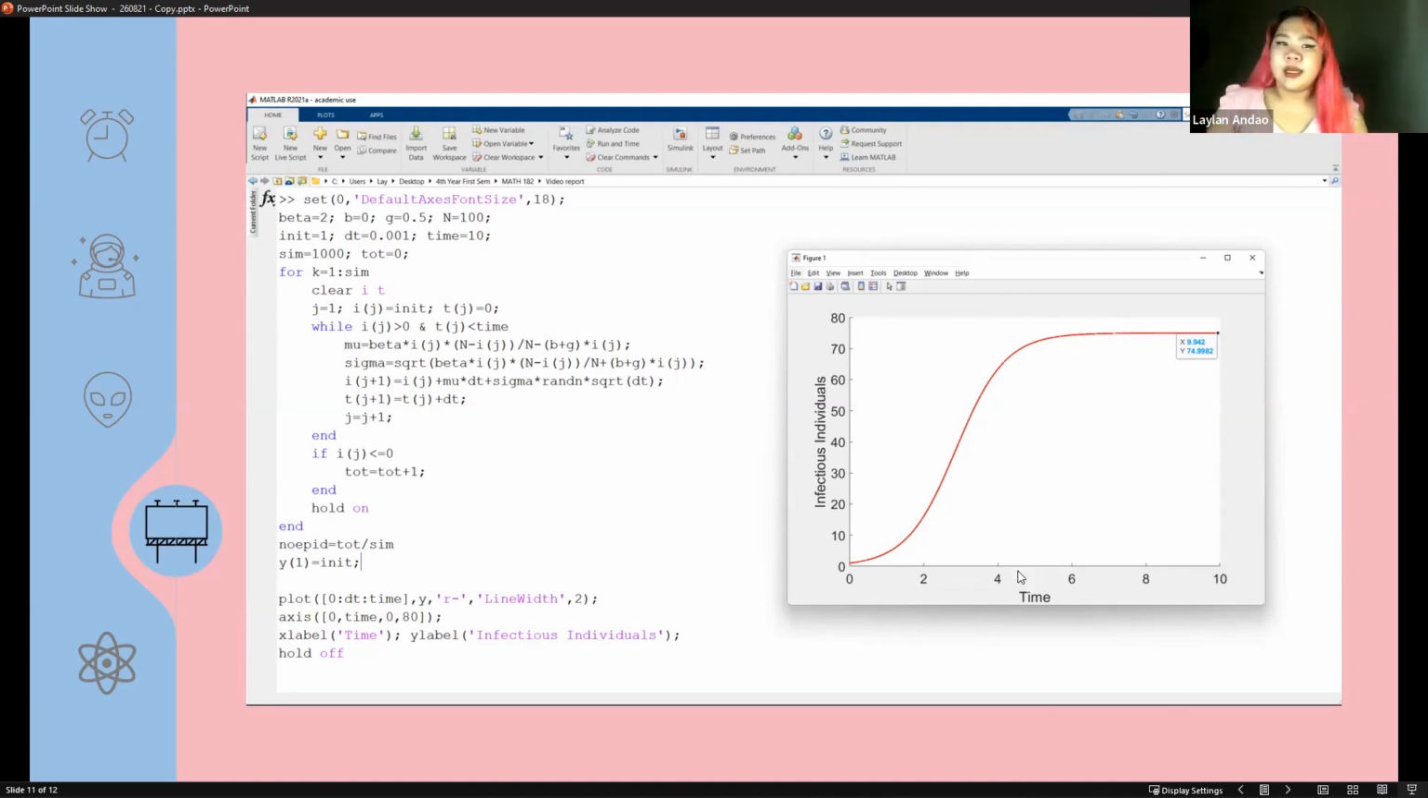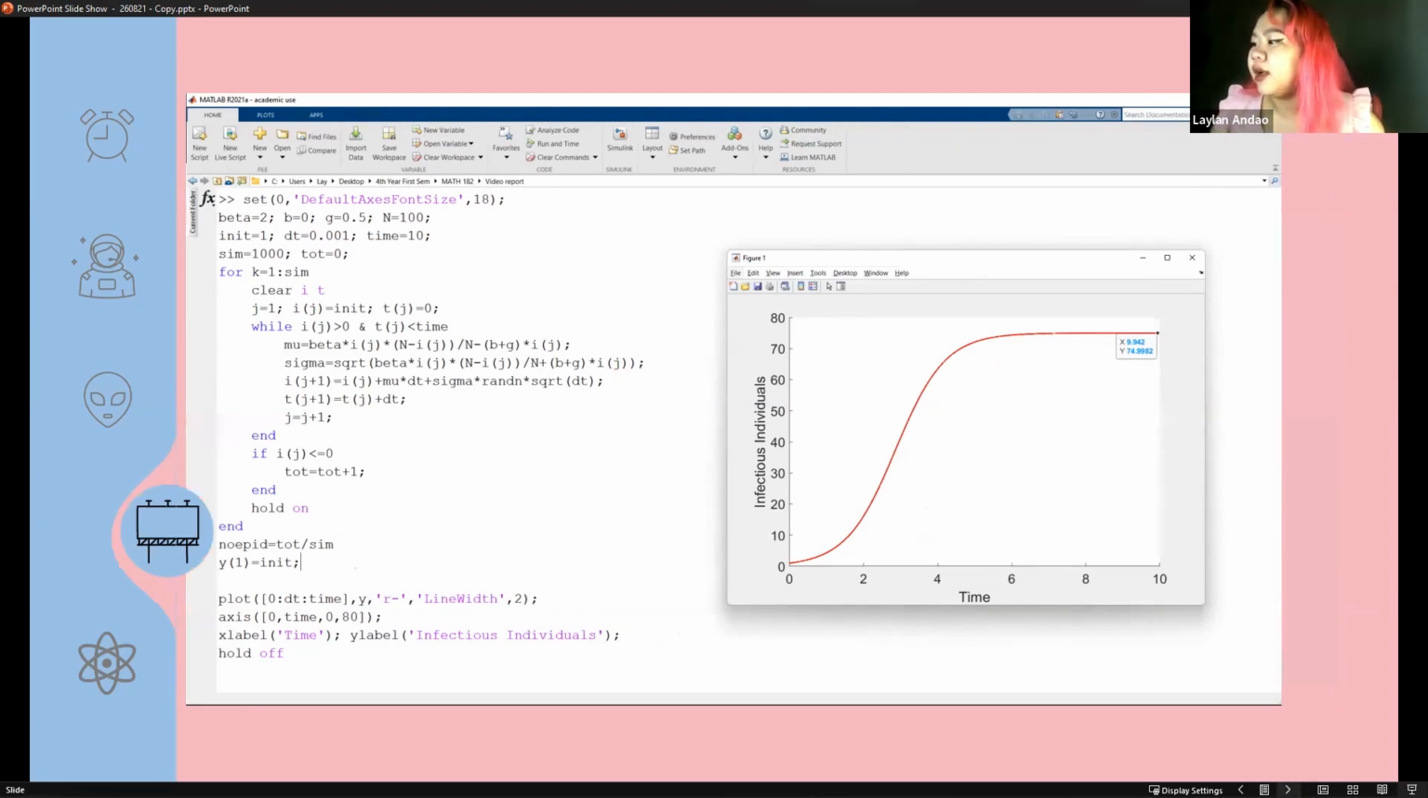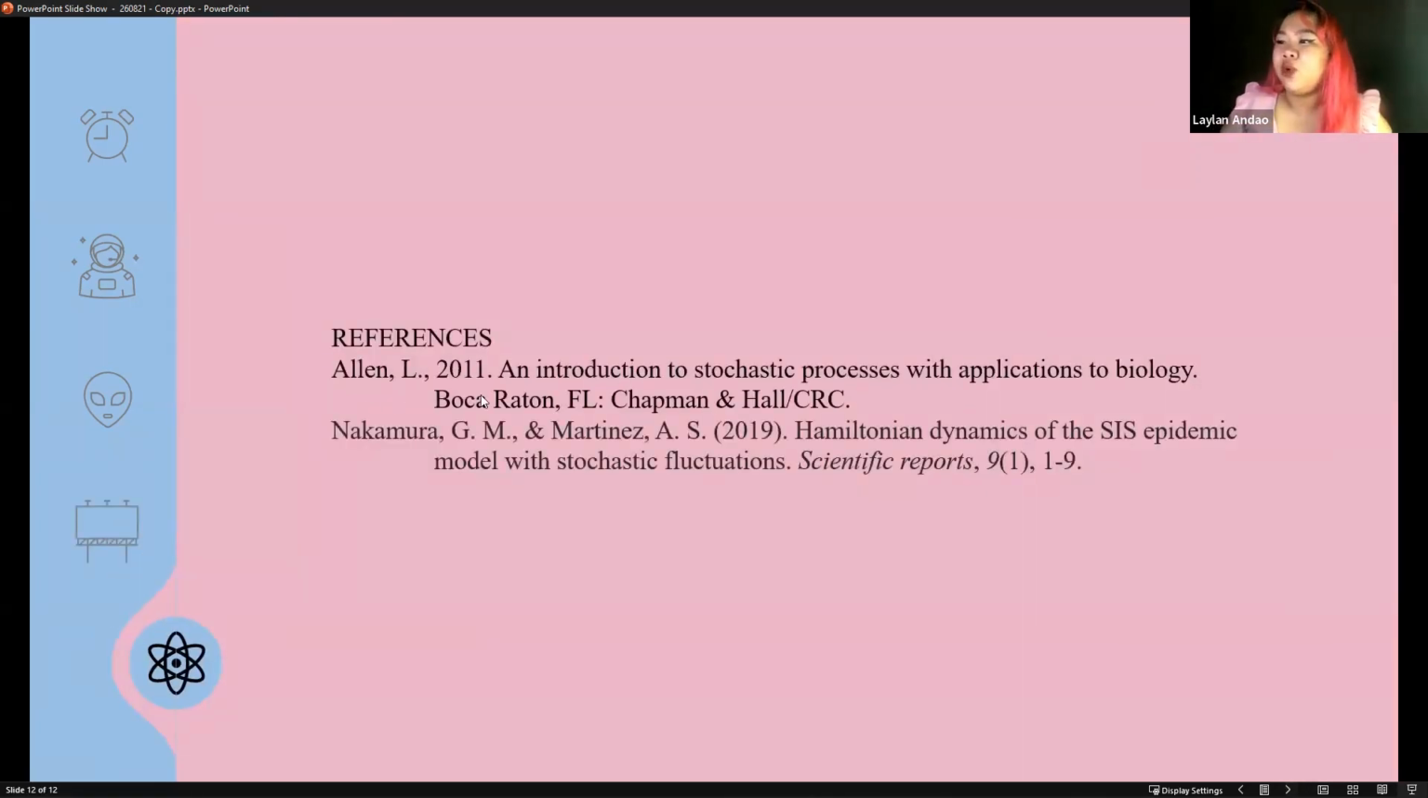So, yeah, that's my report for the SDE SIS epidemic model. Here are my references from the book na ginamit natin, yung kay Allen, and this is one SIS epidemic model na nakita kong relevant sa report ko.